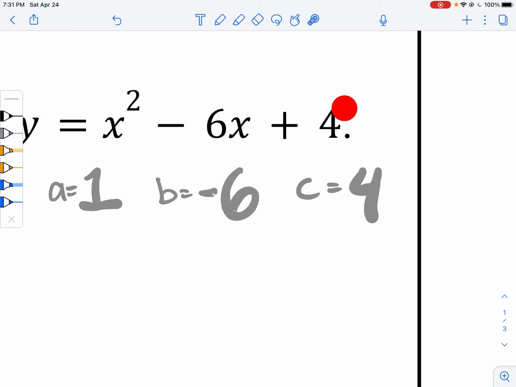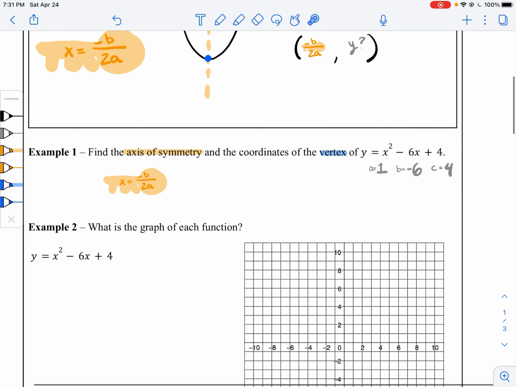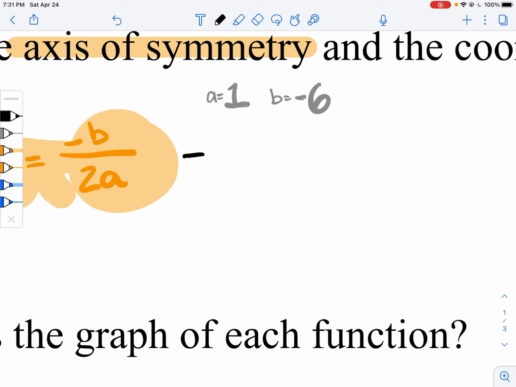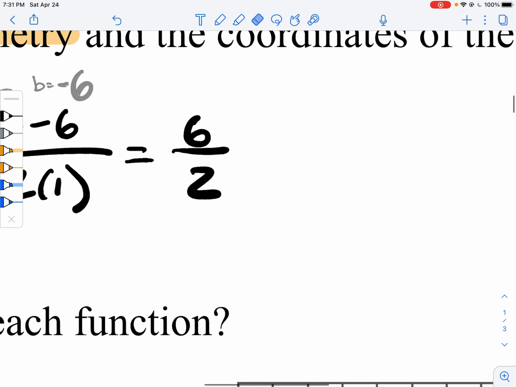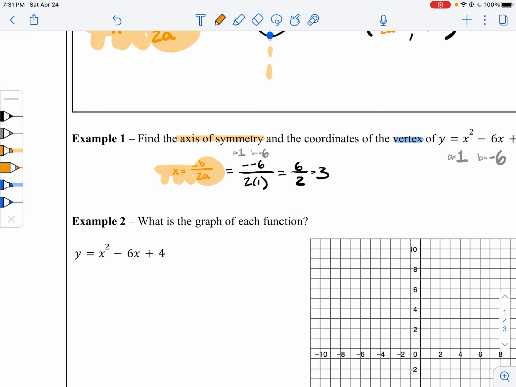The c actually isn't important for the axis of symmetry, but we still care about it. So in this case, that's going to be at negative negative 6 all over 2 times 1. A negative times a negative gives us a positive 6 over 2, which is 3. So we say our axis of symmetry is at x equals 3.